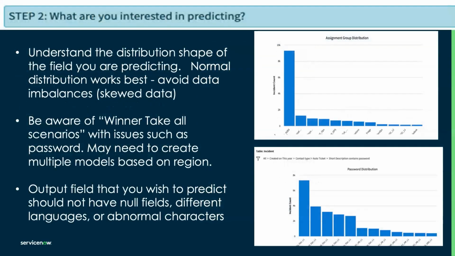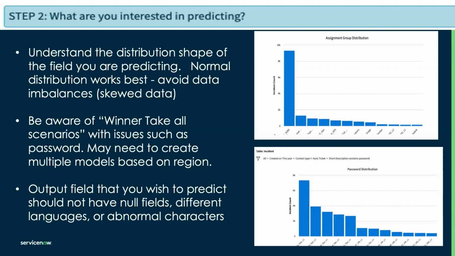Step two, what are you interested in predicting? Okay, so what is the output field? In our case, we're trying to predict the assignment group. But it's important before you even go in and build that model. If you want to predict the assignment group, for example, you need to understand and run a report in ServiceNow. You need to understand the shape of the field that you're trying to predict.